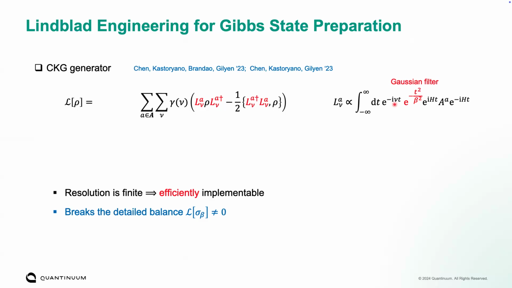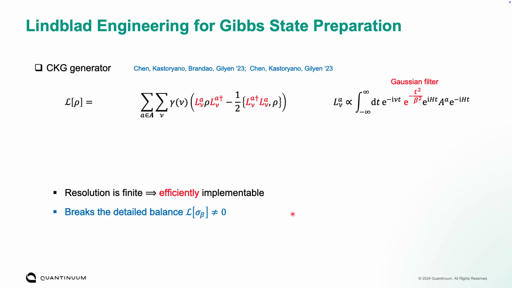Now, the problem is that this breaks the detailed balance condition. Meaning that by introducing this Gaussian filter, this generator doesn't have the Gibbs state as an exact fixed point. If you try to evolve the system with this Lindbladian, it eventually goes to some state that is different from the Gibbs state. So this is not useful for our purpose.